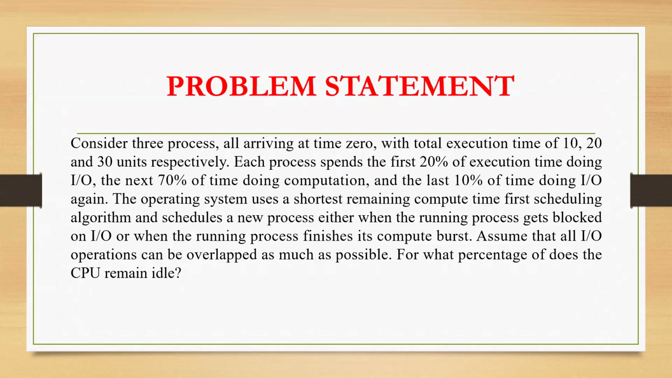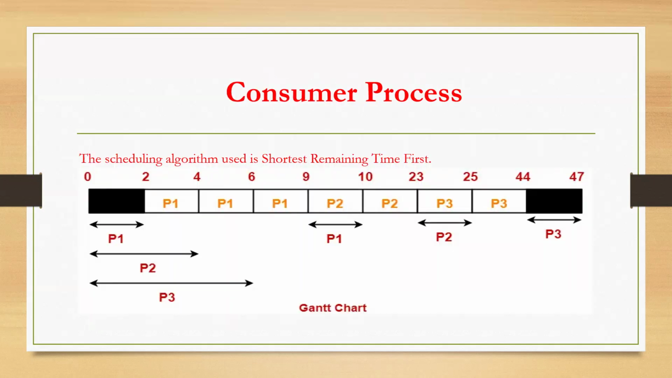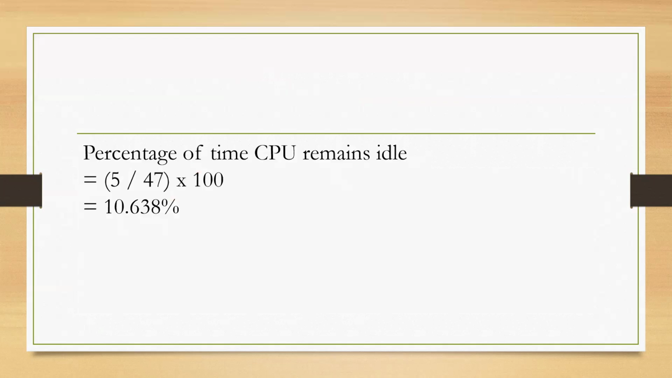Now the problem in part: for what percentage of time does the CPU remain idle? How much percentage of the CPU remains idle? Starting 2 cycles and the last 3 cycles, so 2 plus 3, 5 out of 47. The percentage of CPU idle time is 5 divided by 47 times 100, which is nothing but 10.638 percent. I hope you understand this concept. Thank you.